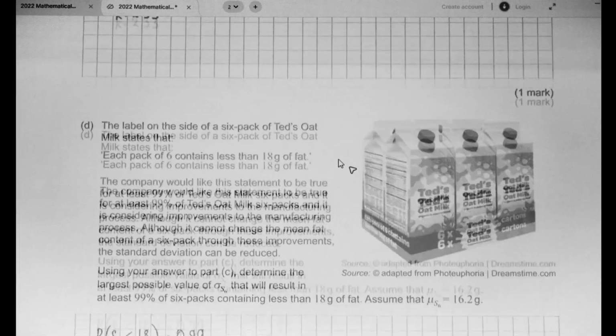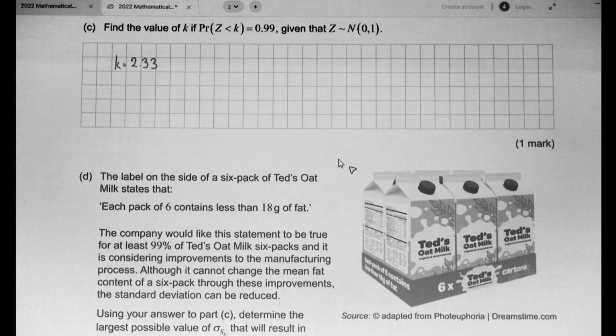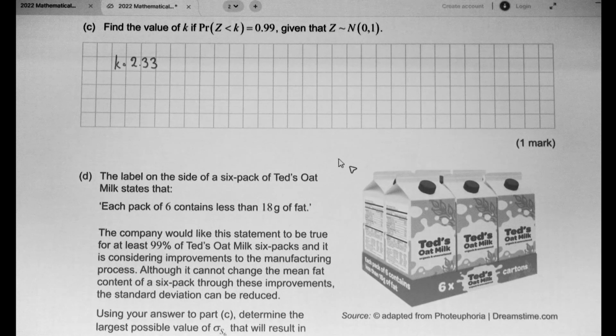This is only a 1 mark question. Sometimes in the past, inverse norm questions were up to 3 marks, and they had to have a probability statement. They had to say that they were using inverse norm. They had to say which tail they were using, and then they would come out with what the value is, and often then they would interpret that in the context of the question, and they'd get 3 marks. This was just something that we wanted them to be able to use in part D.